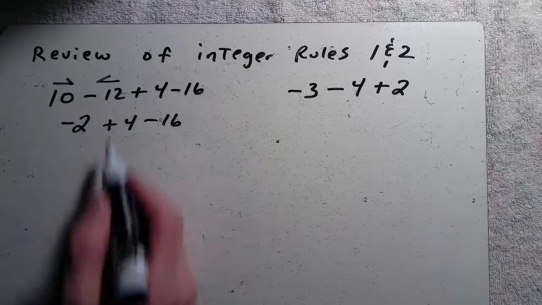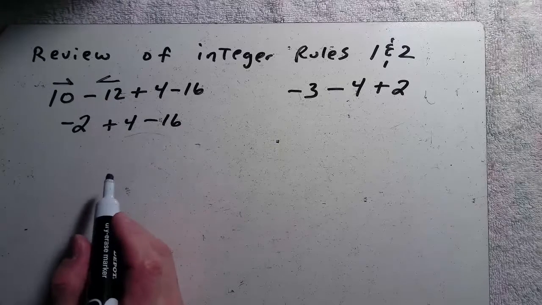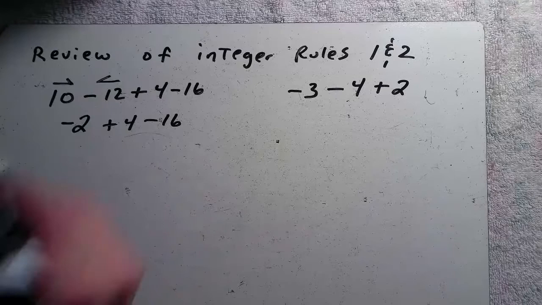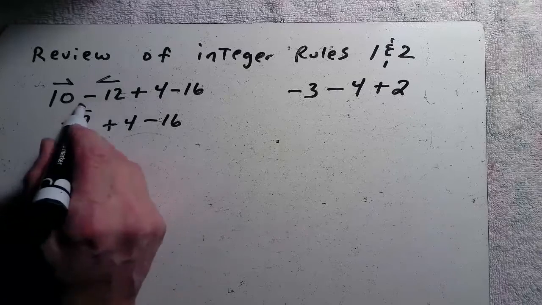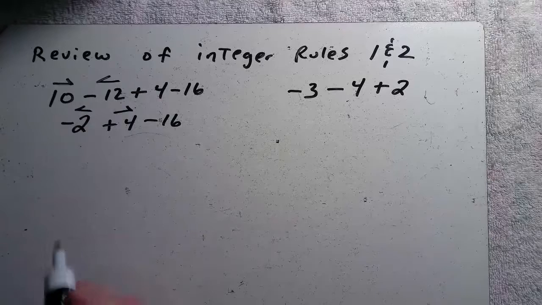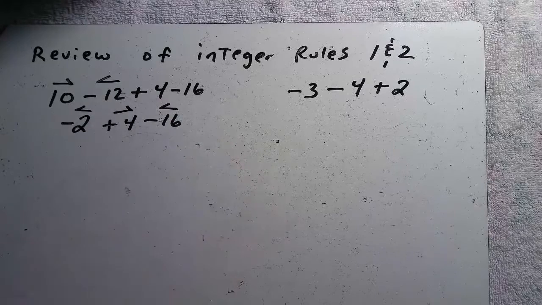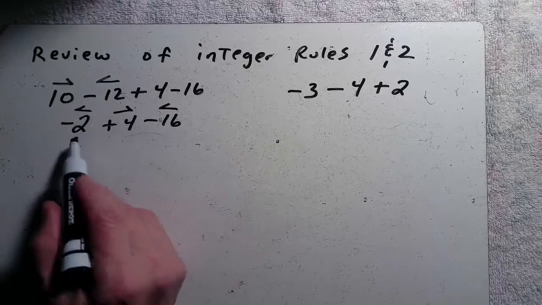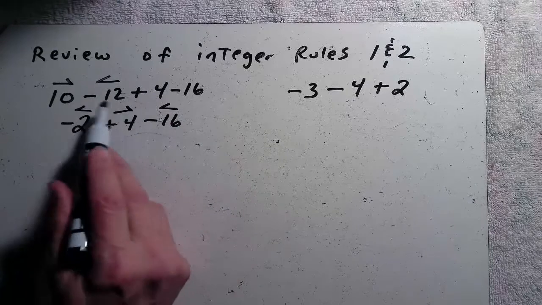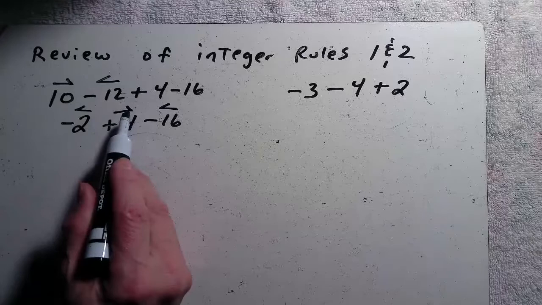So this way you treat every single part of the problem with the integer rules until you get to the end, and we'll have our final answer. Negative 2 points left. Addition points to the right. Subtraction points to the left here. We're going to handle negative 16 a little later on. So we got negative 2 plus 4 here. We have a left pointer and a right pointer, so the signs are pointing in different directions.